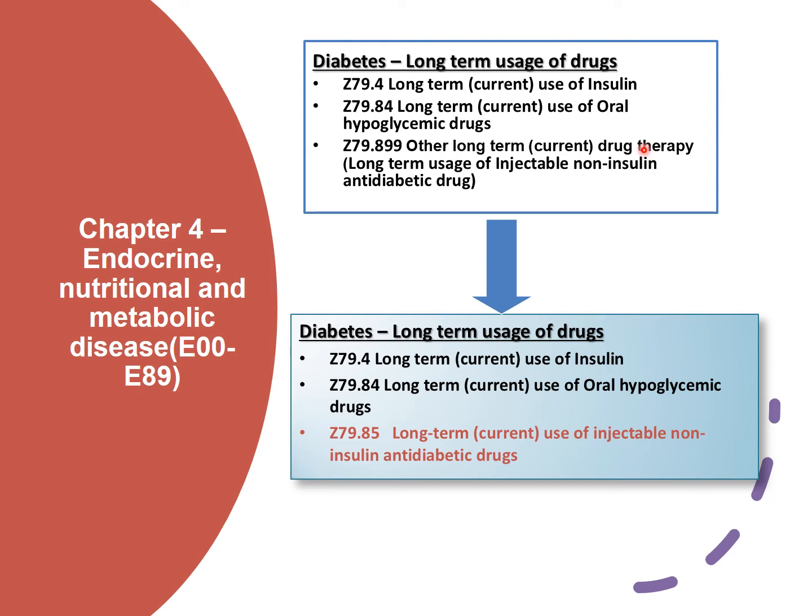This year, for long-term use of injectable non-insulin antidiabetic drugs, new code G79.85 has been created. So, from October 1st onwards, we have to report the long-term use of injectable non-insulin antidiabetic drugs with G79.85.